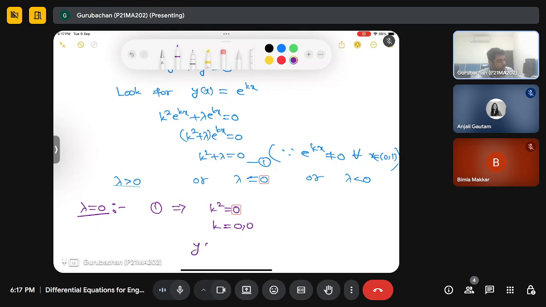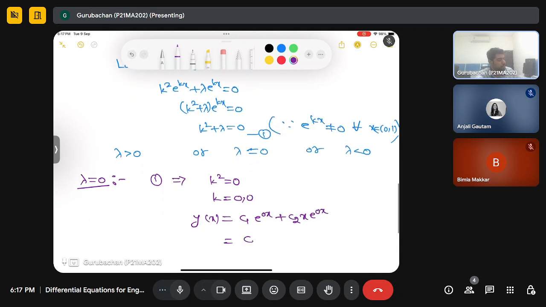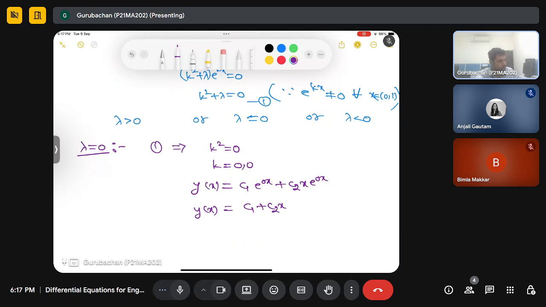So what will be your y(x)? Your y(x) will be c1 e to the power 0x, since it's a repeated root. So c1 e to the power 0x plus c2 x times e to the power 0x. So this will give you c1 plus c2 x. y(x) is equal to this. Now we have to apply the boundary condition. So we have given y(0) is 0. So this will imply c1 plus c2 into 0 is 0. So this will give you c1 equal to 0.